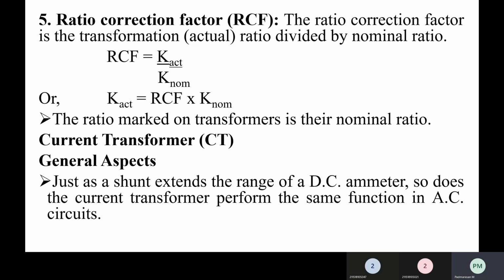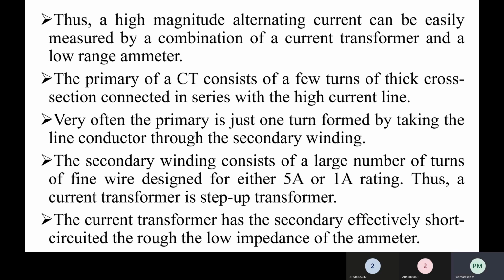Now we will see the first type of instrument transformer, that is the current transformer. First we will see the general aspects of the current transformer. Just as a shunt extends the range of a DC ammeter, the current transformer performs the same function in AC circuits. High magnitude alternating current can be easily measured by a combination of a current transformer and a low range ammeter.